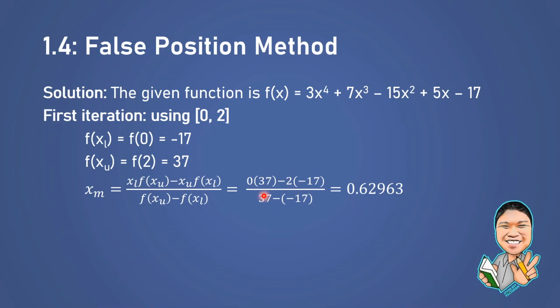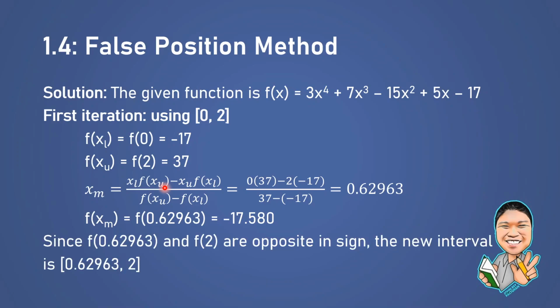So, ito na yung ating x sub m, 0.62963. So, lastly, hahanapin nyo yung f of x sub m, which is f of 0.62963. Ang sagot natin is negative 17.580. So, ang goal natin is, katulad lang ulit kay bisection method, f of x sub L is negative, f of x sub m is negative, f of x sub u is positive, di ba? Sabi natin, kung saan nag-change of sign yung f of x, yun na yung bagong interval natin. So, yun ang gagamitin natin dahil yung f of 0.62963 and f of 2 are in opposite sign. Ang magiging bagong interval ay yung 0.62963 and 2. I hope okay tayo doon.